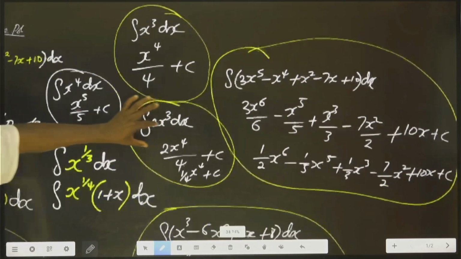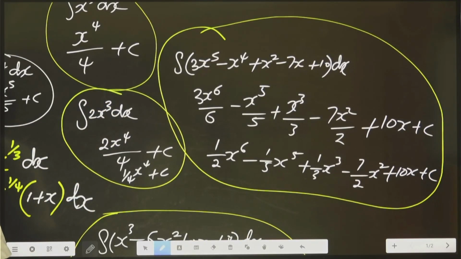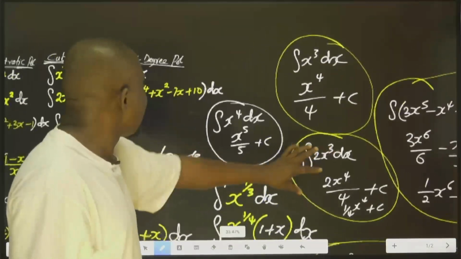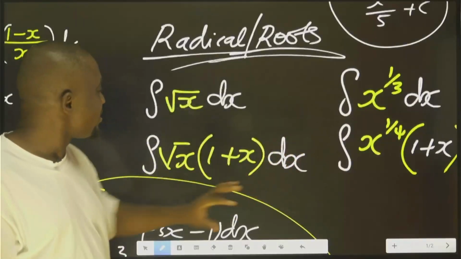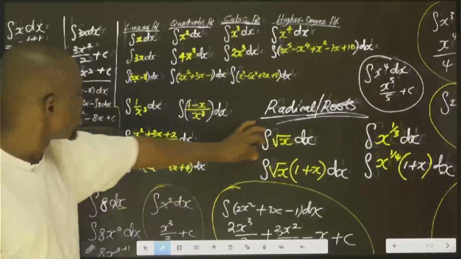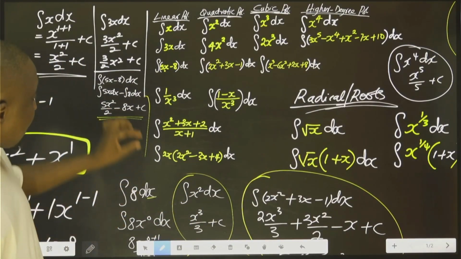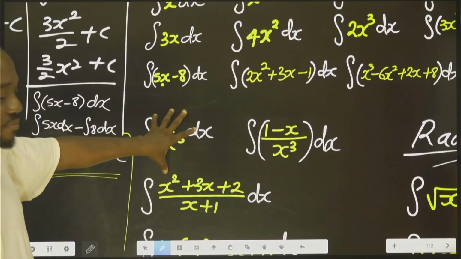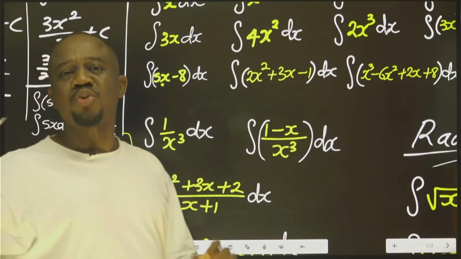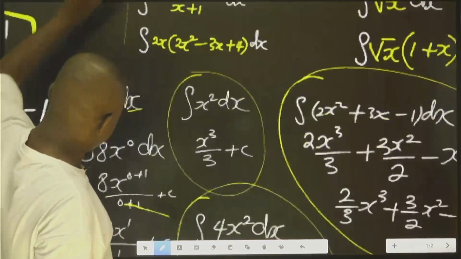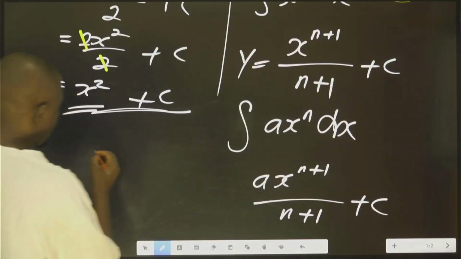Very straightforward. Okay? You can see integration is simple. All of them very easy. Okay, now let's continue. I want us to now solve this one here. That is 1 over x³. 1 over x³. Let's come here.